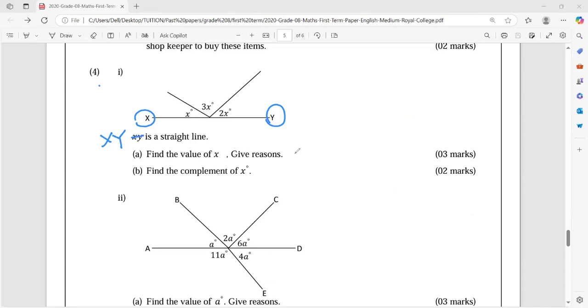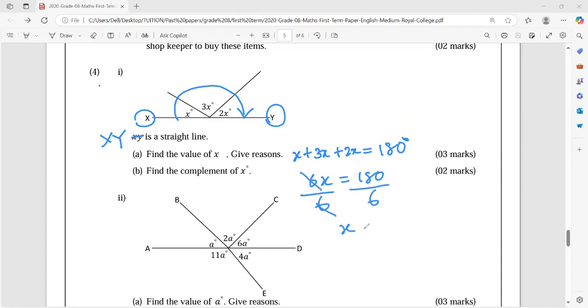So you can write it like this: x plus 3x plus 2x is equal to 180, because this angle is equal to 180. Right. So this is the reason. If you write like this, you can get all the marks. x plus 3x plus 2x is 6x equals 180. If you want to find x, you have to divide both sides by 6, and then 6 to 6 here cancels. x is equal to 30 degrees. So you have found the value for x.